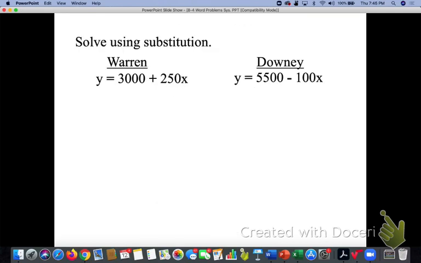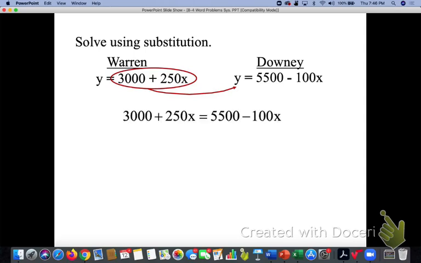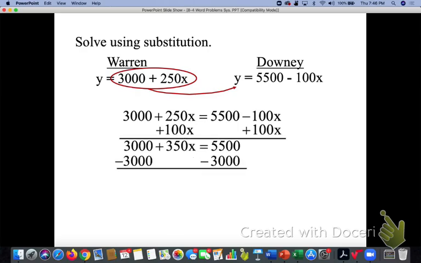So we're going to do the same thing. Y is alone. It doesn't matter which one you do. I could take this and substitute here, or I could go take 3,000 plus 250x and substitute there. And now I'm going to get my x's alone. And now I'm dividing by 350. And then I get x is about equal to 7.1.